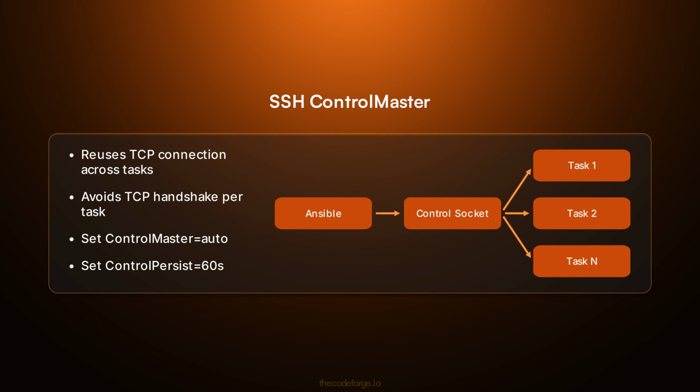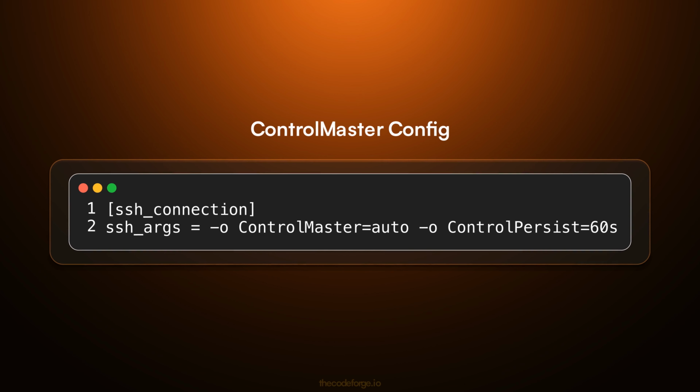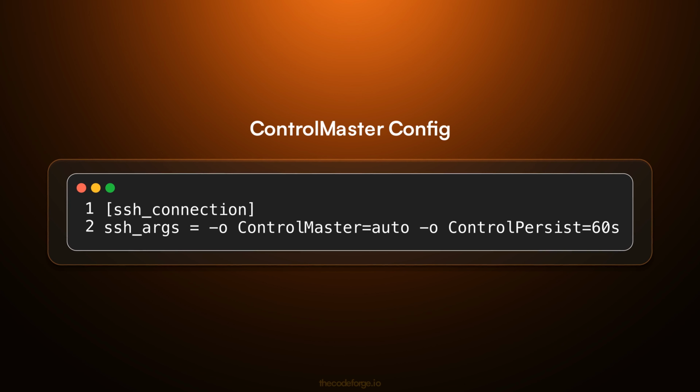ControlMaster multiplexes multiple SSH sessions over one TCP connection. The first task opens the connection, and subsequent tasks reuse it. This saves thousands of TCP handshakes in large deployments. Add these SSH args to ansible.cfg. ControlPersist=60s keeps the socket alive for 60 seconds after the last task. Adjust based on your task duration.